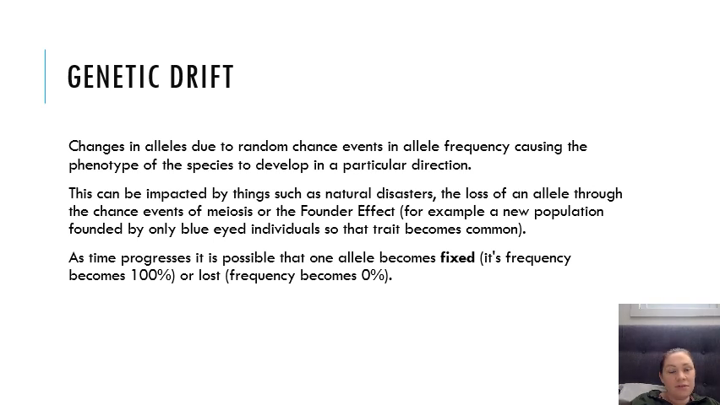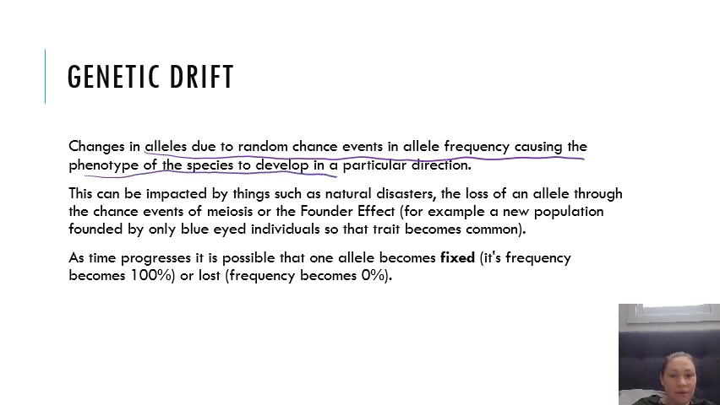We also need to be able to define the term genetic drift. These are changes in allele frequencies due to random chance events, causing the phenotype of the species to develop in a particular direction. So this is when we're introducing more of one type of allele and less of another. This can be impacted by things such as natural disasters, where a lot of a species are lost, and the loss of an allele through chance events of meiosis or founder effect.